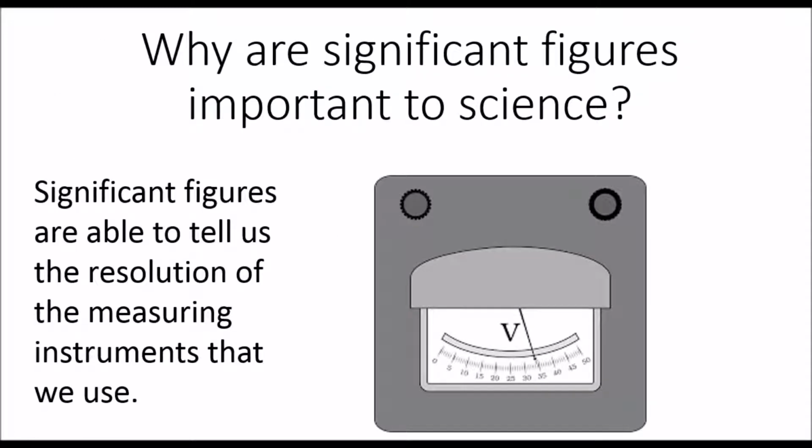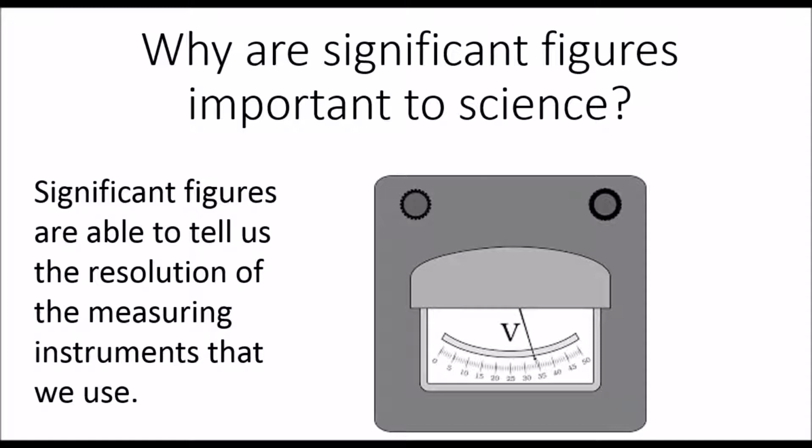So why are they important for science? Well, a significant figure tells us about the resolution of the measuring instruments we use. So the resolution is the number of decimal places that an instrument can measure to. So for example, this voltmeter can't really measure to any decimal places. It can only measure to whole numbers because you can see it goes from 0 to 5 and then the lines in between are 1, 2, 3, 4. So the resolution of that is just to whole numbers, it's to 0 decimal places.